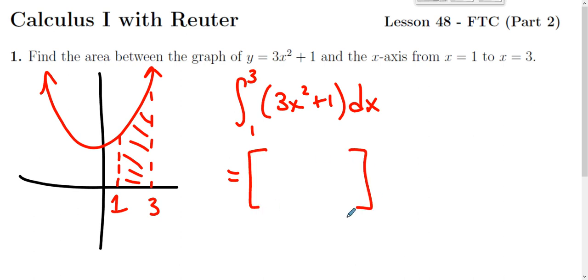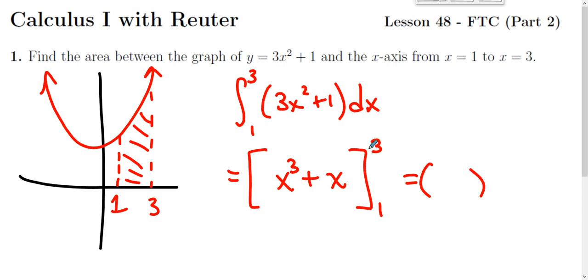And now Fundamental Theorem Part 2 says, here's how we do this. We find an antiderivative of 3x squared plus 1, evaluate, and subtract. So what's an antiderivative of 3x squared? Well, the antiderivative of 3x squared has got to be some version of x cubed because the power goes up by 1. The derivative of x cubed is in fact 3x squared, so we're done here. What's the thing whose derivative is 1? That thing is x. And so now we substitute, and subtract.